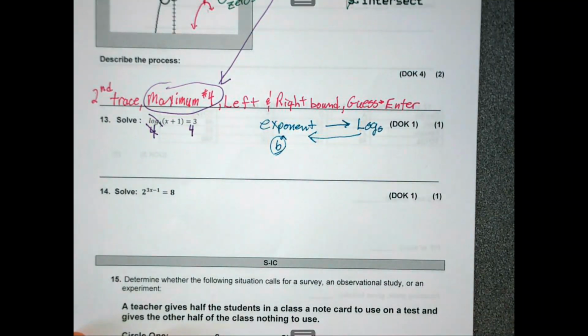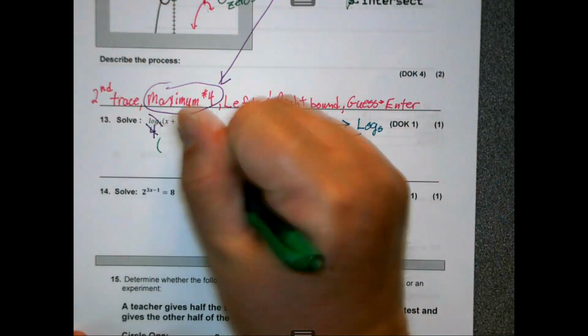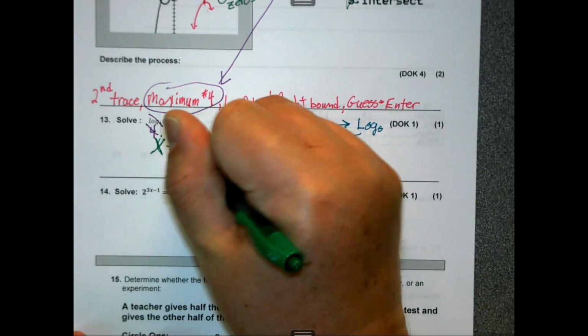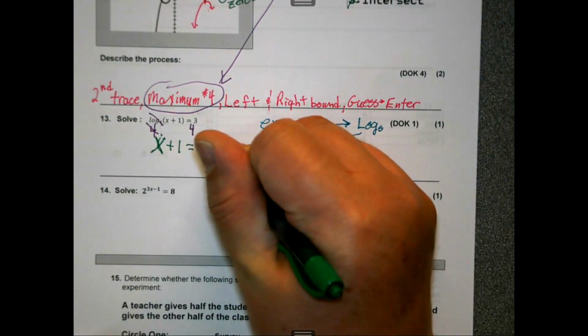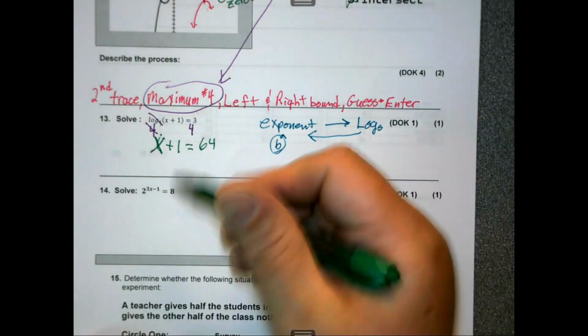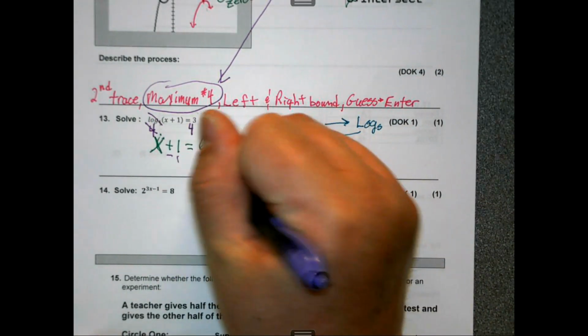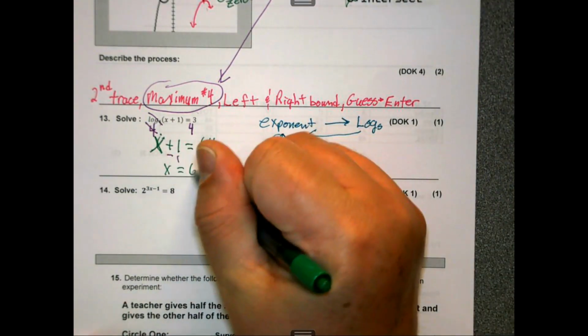Now, that leaves me with, well, I don't even need parentheses anymore, right? X plus 1 equals what's 4 cubed? What's 4 cubed? 64. And then we got to solve for x, so I'm going to subtract 1. So x equals 63.